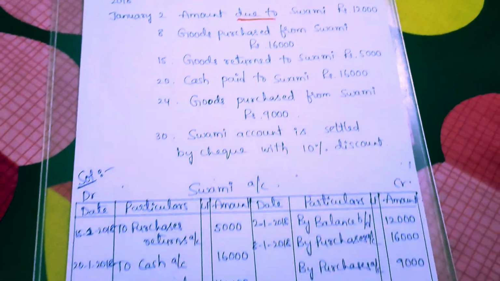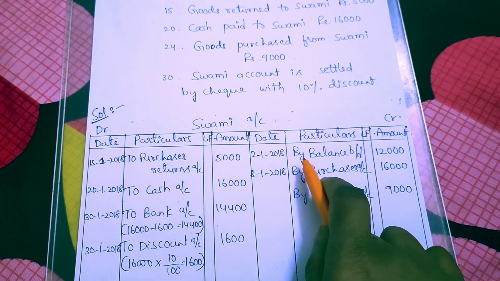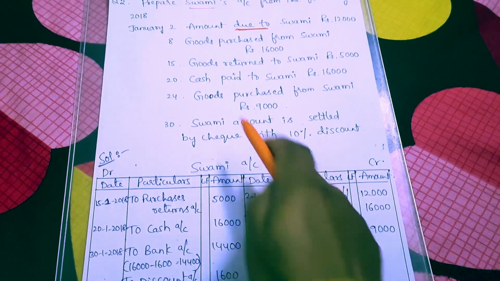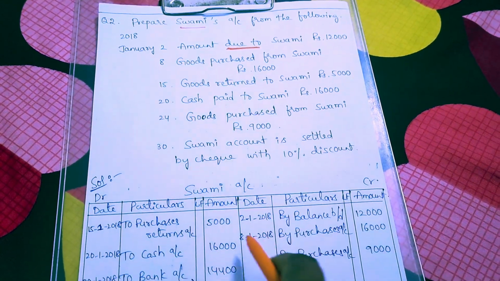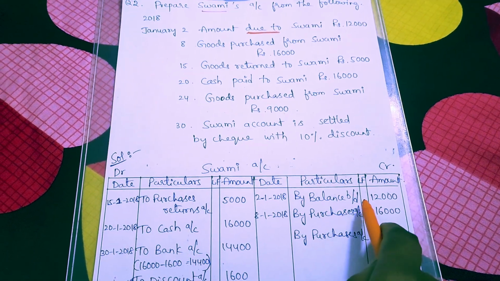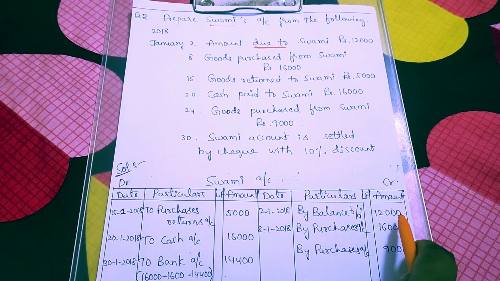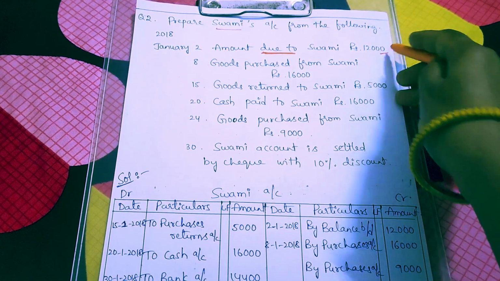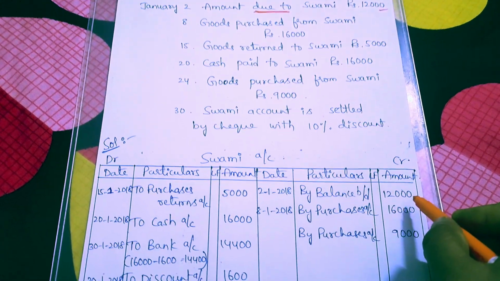Now let us record here. So I already recorded it. You can see. Date, second date. By balance brought down 12,000. Same amount we recorded, 12,000.